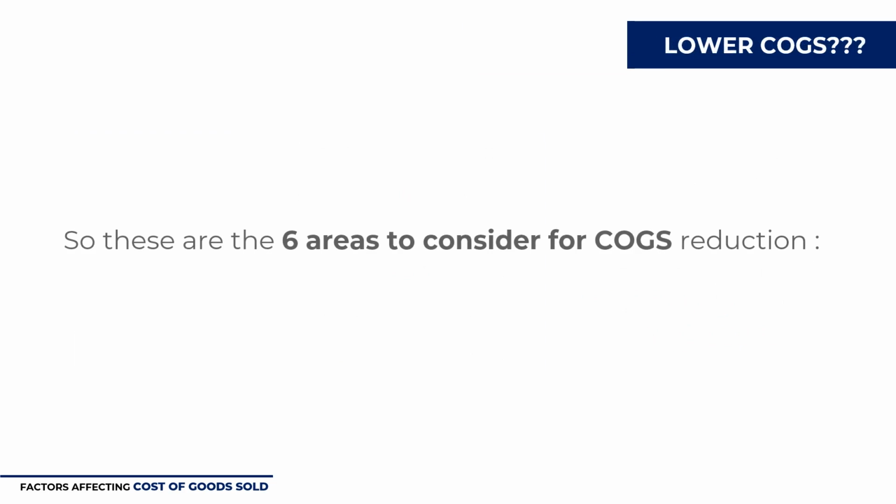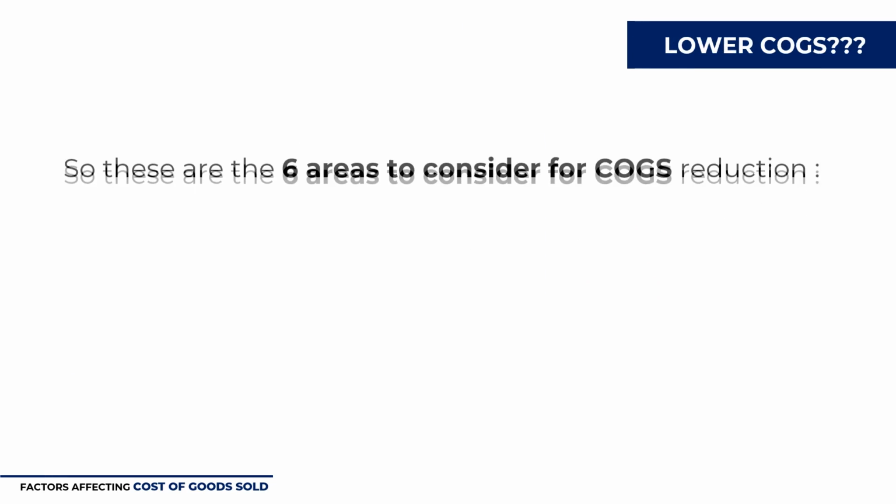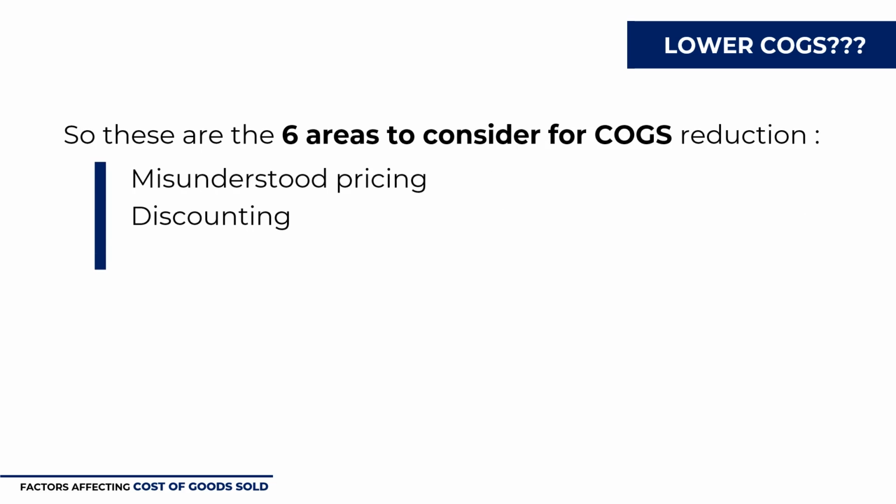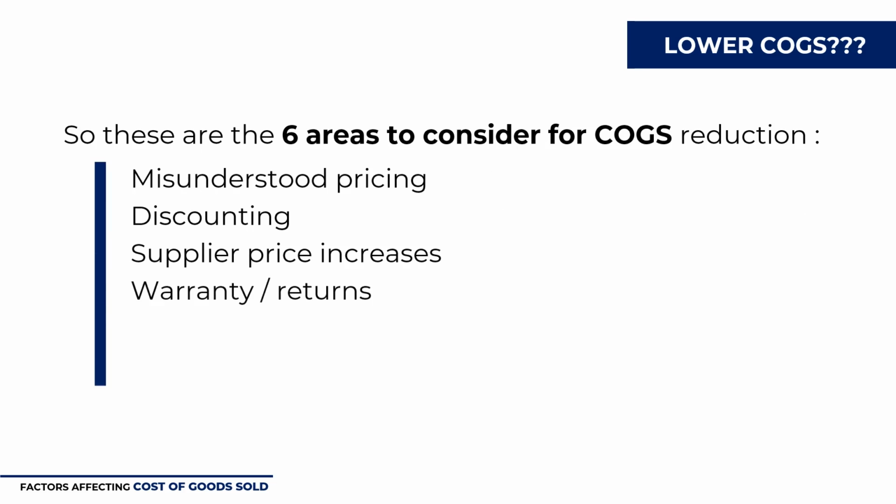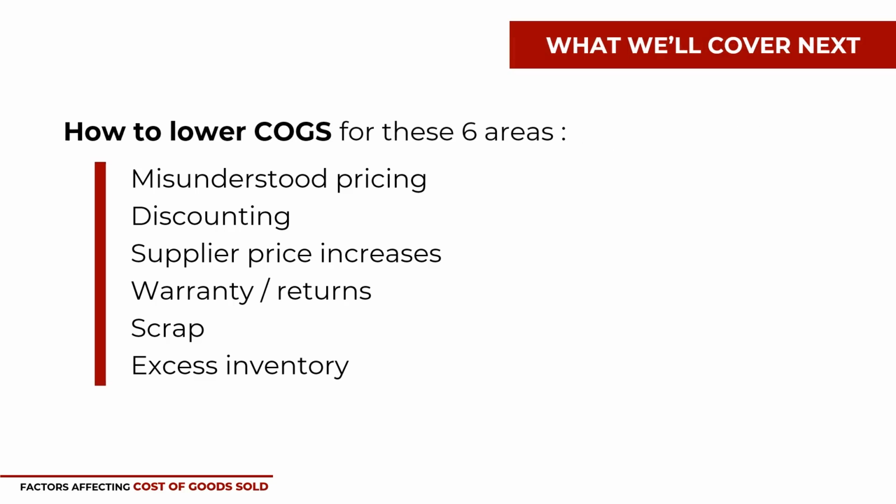So to recap, these are the 6 areas to consider when looking to reduce your COGS. Misunderstood pricing, discounting, supplier price increases, warranty and returns, scrap, and excess inventory. I hope this session has made you vitally aware of the financial damage small cost increases can have on the profitability of your business. Next up, we'll show you how you can address these 6 deadly factors and in the process dramatically lower your cost of goods sold. This will have a major impact on the profitability of your business.